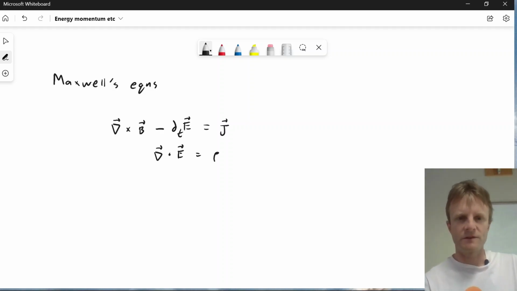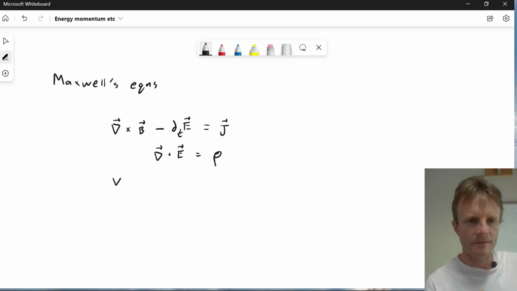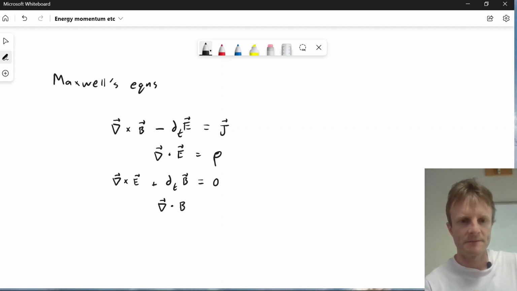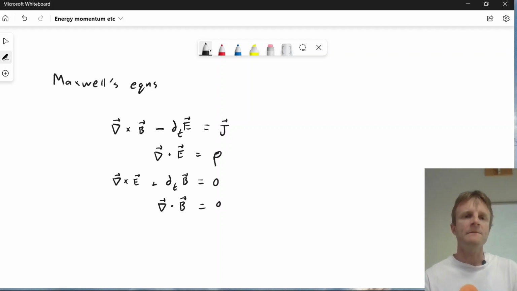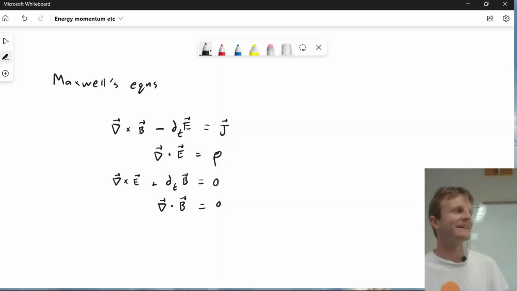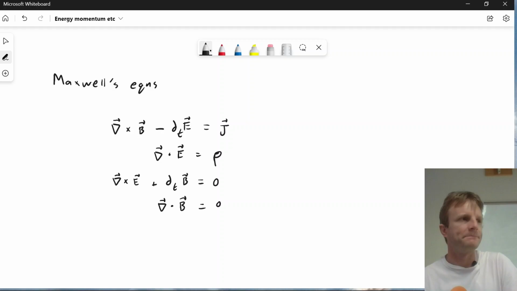Now, I'm using different units. There might be a 4 pi epsilon naught. I never remember where those go. It's just a choice of units. So in this case, we're using units where it's just the charge density rho. The curl of E, then, I think this is supposed to have opposite sign to the first equation, plus the time derivative of B is 0, and the divergence of B equals 0. It doesn't matter. It's some units.